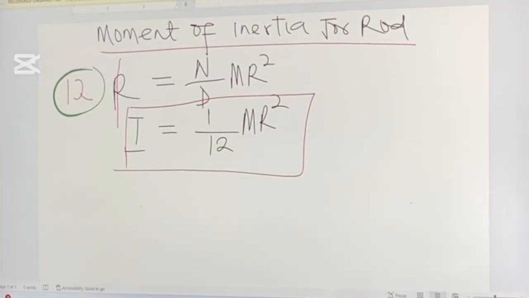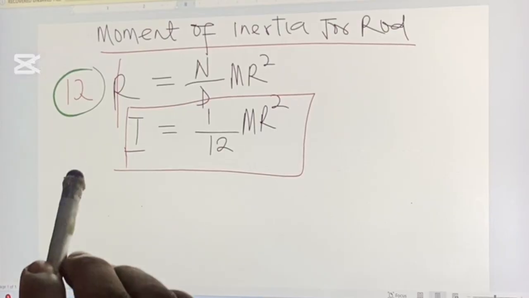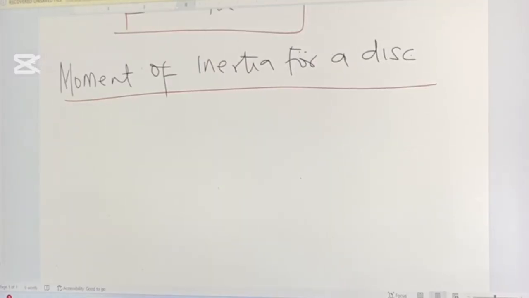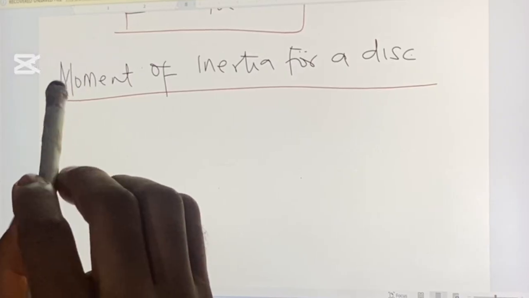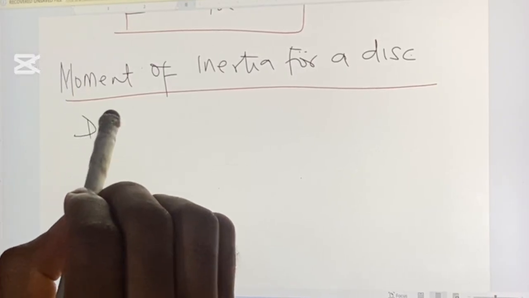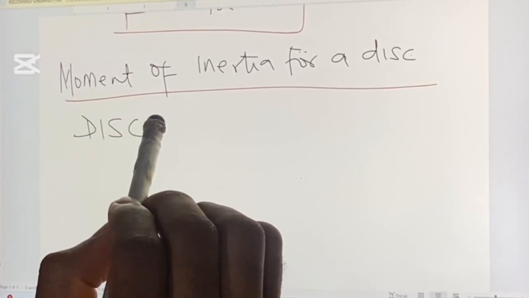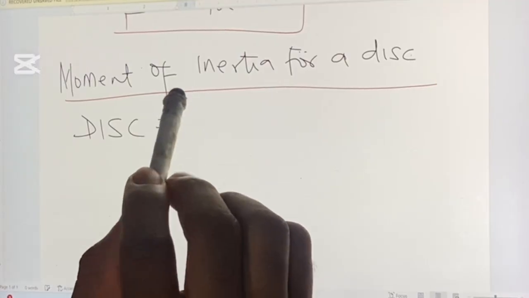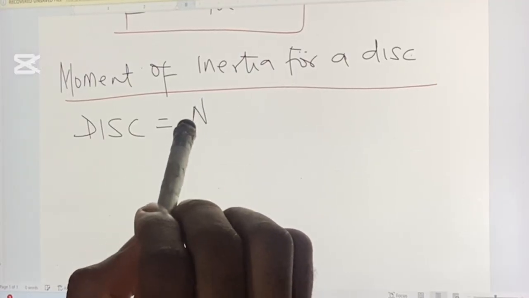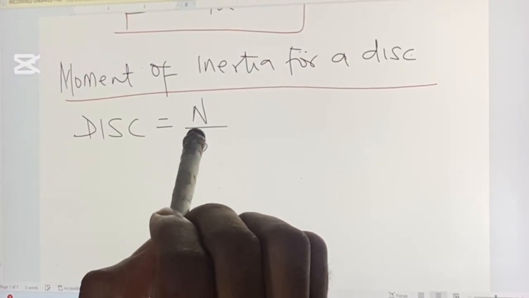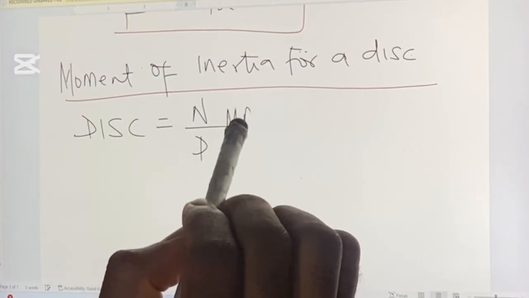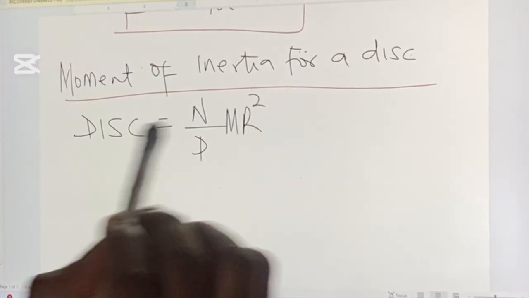The next shape is disc. Please write. Let's consider the moment of inertia for a disc. So for a disc here, let's write this D I S C, and we know that the first letter here will represent the numerator part. The second will represent the denominator. You repeat M R squared. Please take note of this.